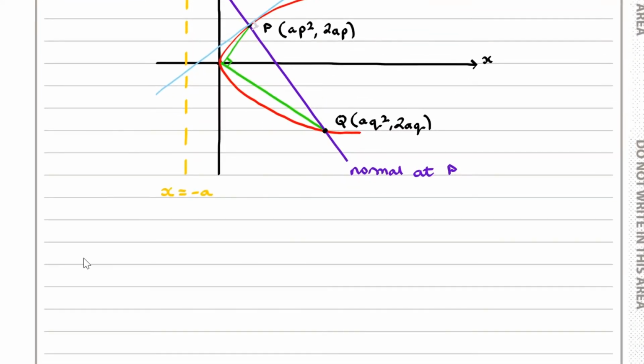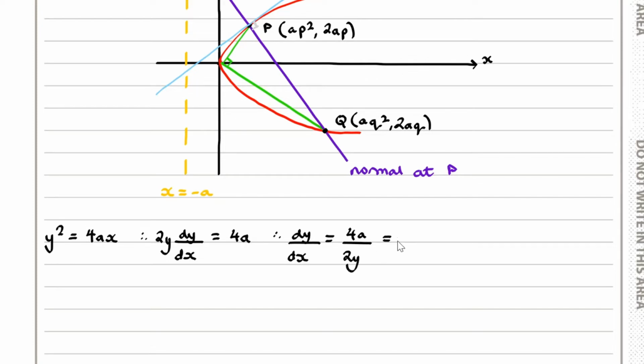So what we've got to begin with is y squared, which is equal to 4ax, and therefore if we differentiate this using implicit differentiation, on the left hand side we have 2y lots of dy over dx, and this is equal to 4a. And therefore dy over dx is equal to 4a over 2y, which is 2a over y. Okay, and if we consider this point P, we can now find the gradient of the tangent.